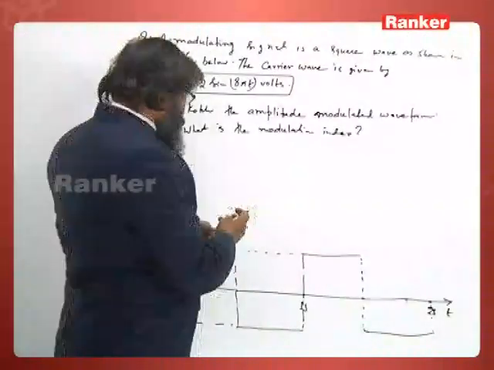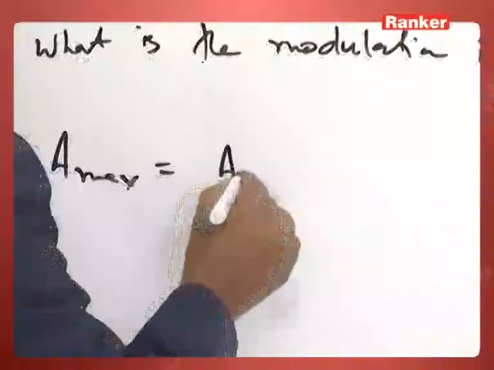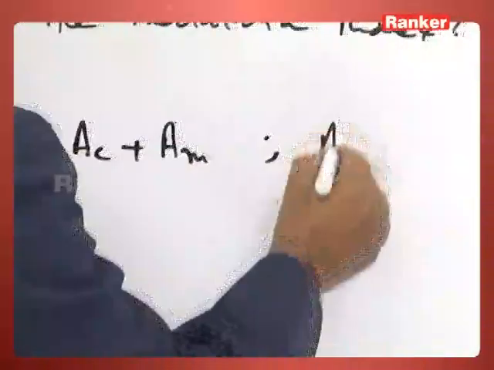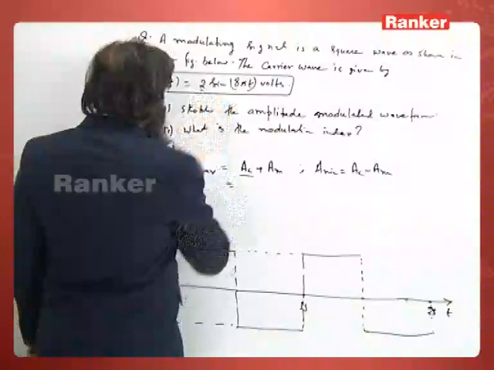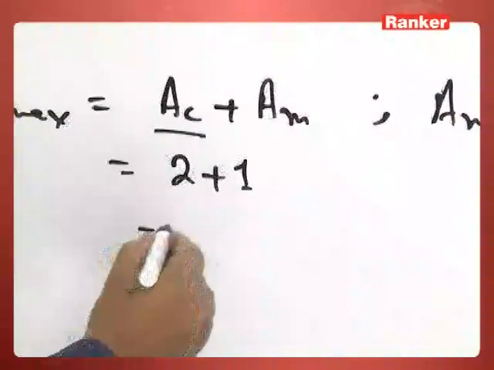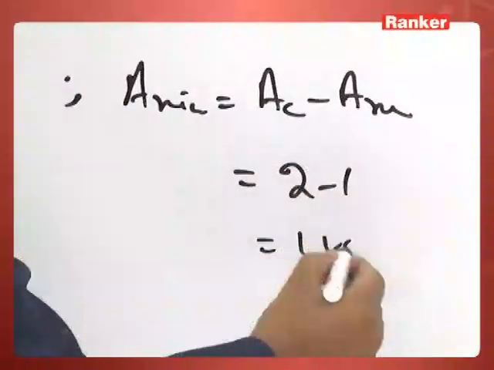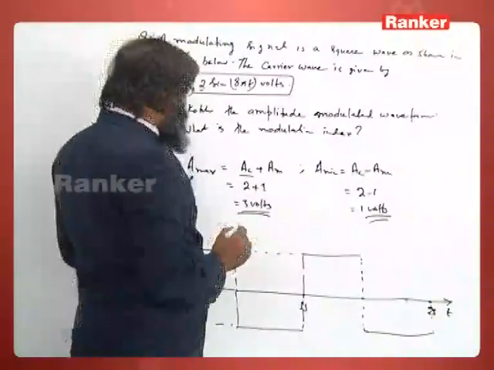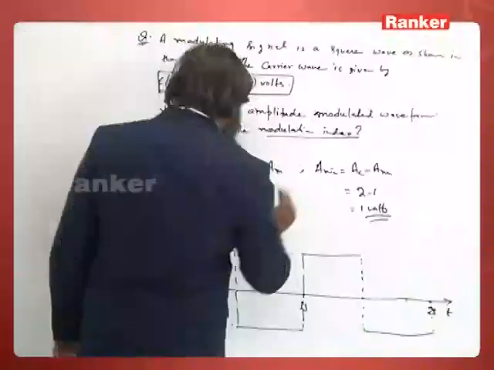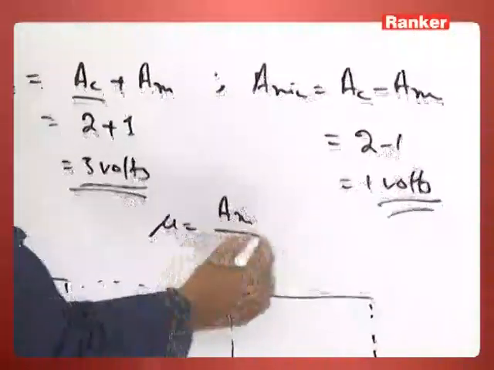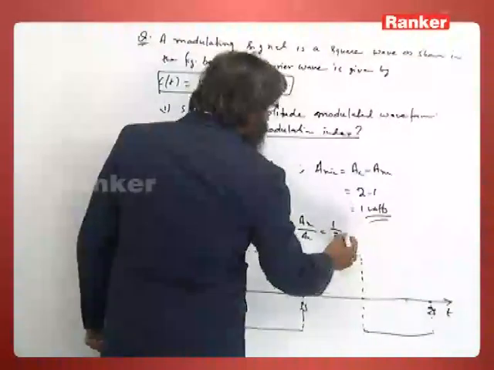So what we do? This A max which we calculate is actually given by AC plus AM, and we have A min as AC minus AM. AC is given as 2, so 2 plus the maximum signal 1, that is 3 volts. So we have 3 volts as the maximum, and we will get A minimum as 2 minus 1, that is 1 volt. So my modulated carrier wave will vary between 3 volts and 1 volt. And the modulation index which we have to calculate, mu, is equal to AM by AC. You see the maximum signal amplitude is constant here, that is 1. 1 by AC, that is 2, is equal to 0.5.